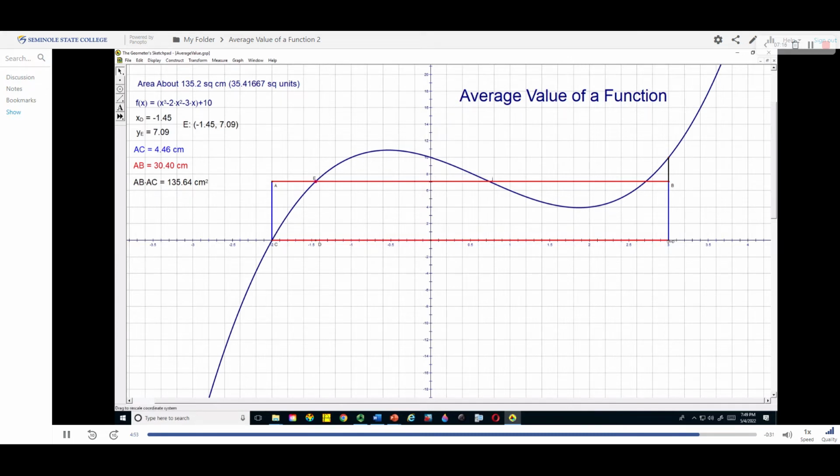If we had the exact average value of the function, if I could get the point E exactly on it, then we would get an exact equality between the area of the rectangle and the integral, which would represent the area under this curve, the function from -2 to 3. Well, there you go. Average value of a function.